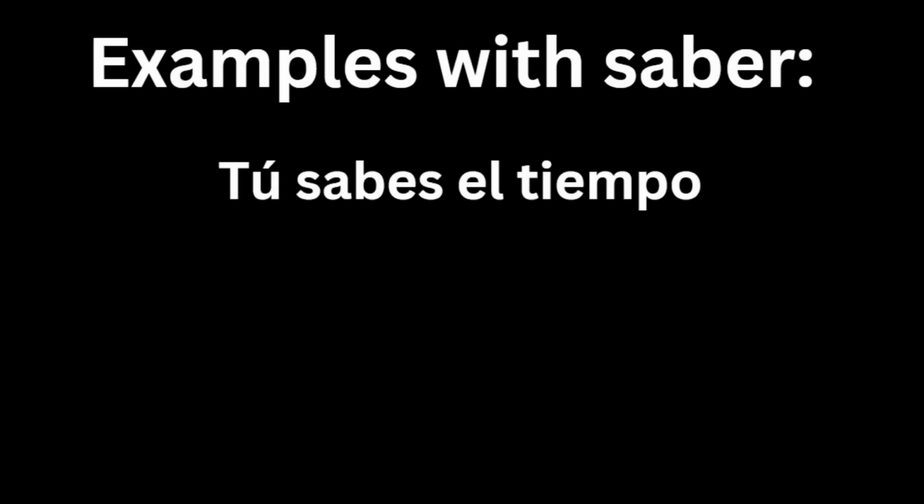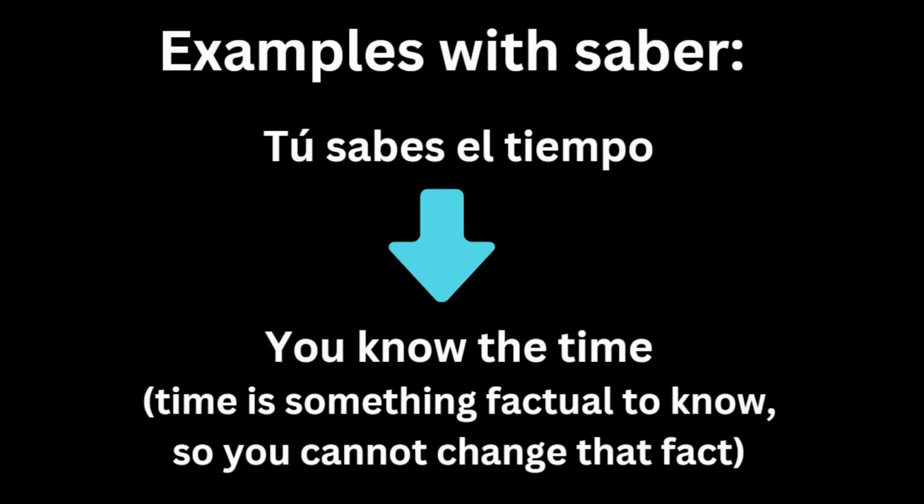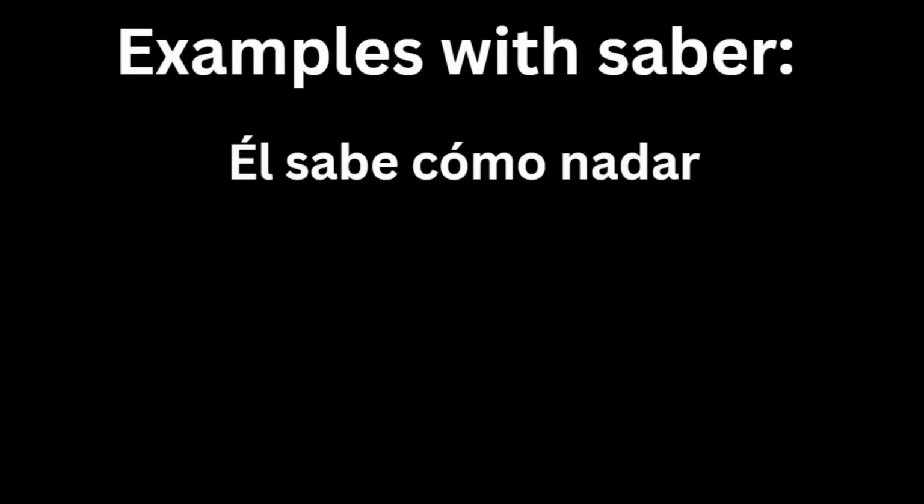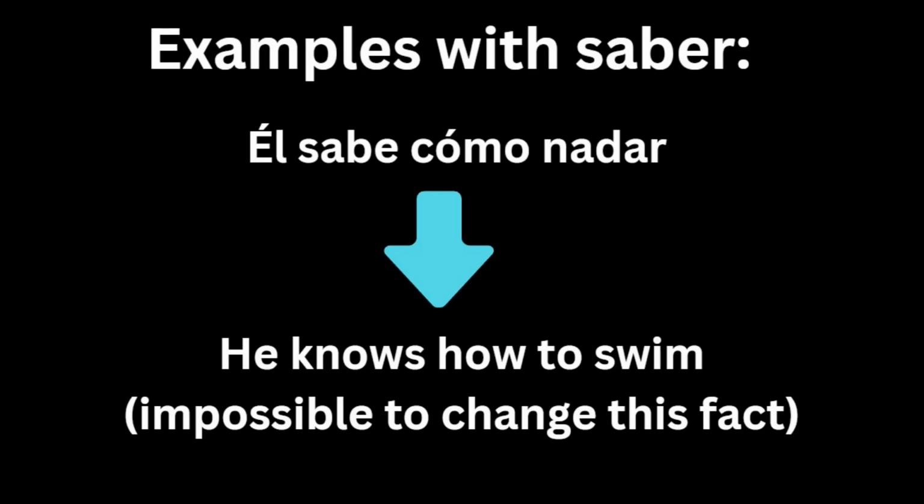If I say a sentence like, tú sabes el tiempo, I'm saying that you factually know the time, because time is something factual to know, and you cannot change that fact. If I say a sentence like, él sabe cómo nadar, I'm saying that he factually knows how to swim, meaning that he cannot change that fact about swimming. He knows how to swim and will not forget anything.